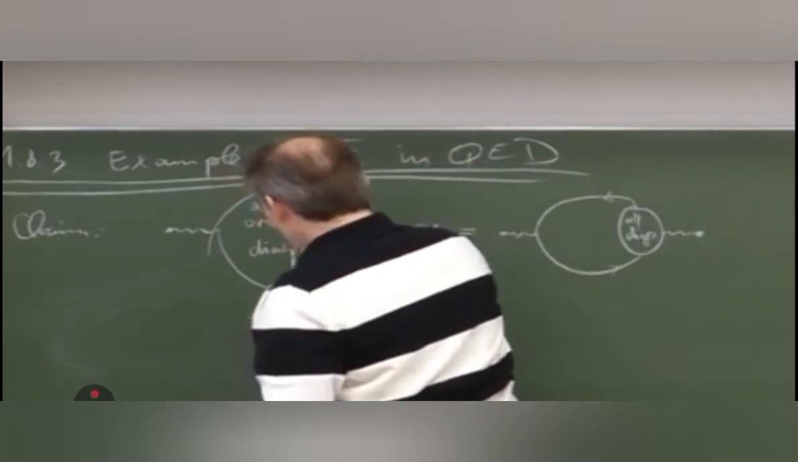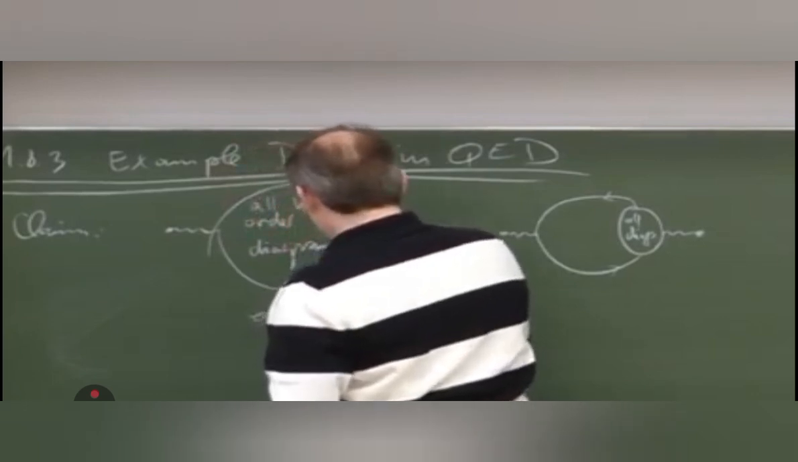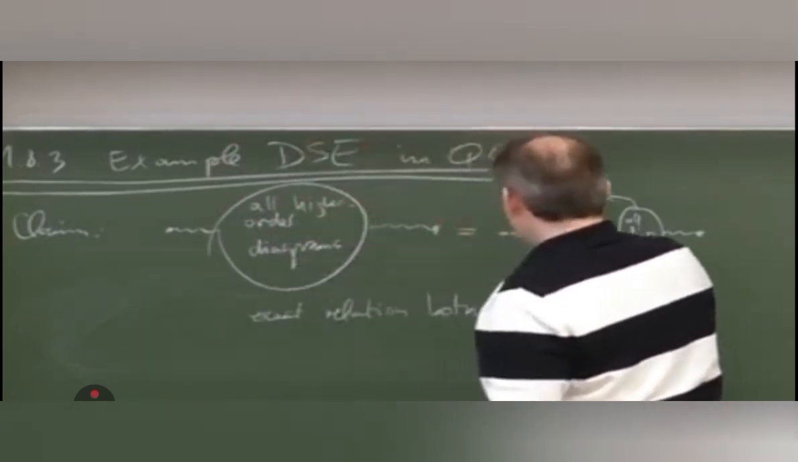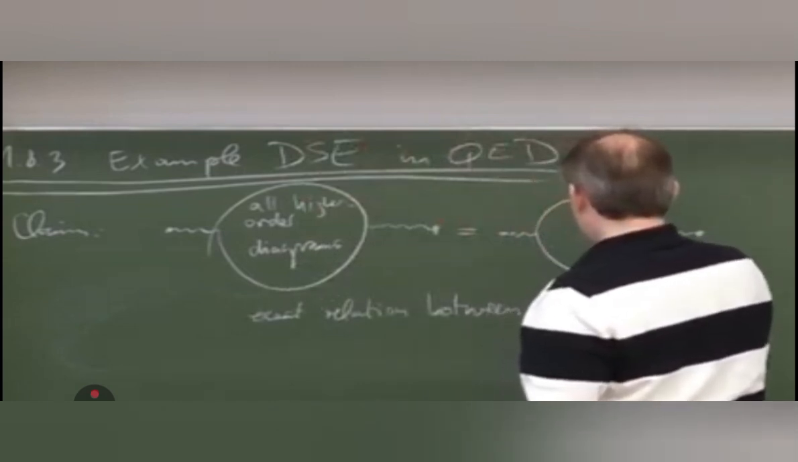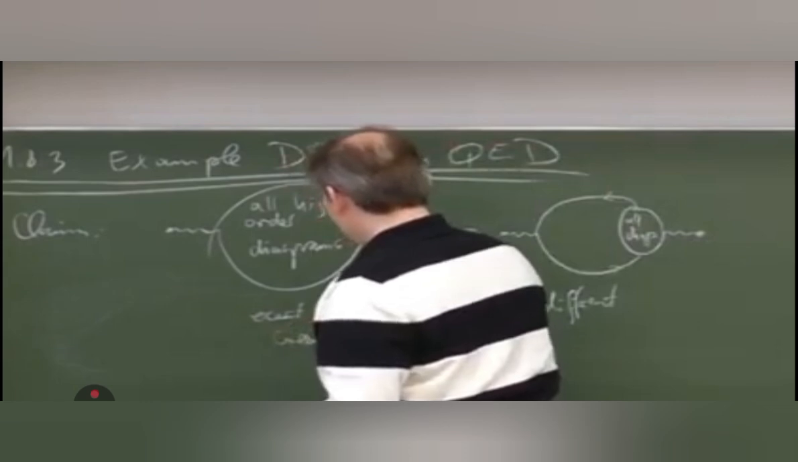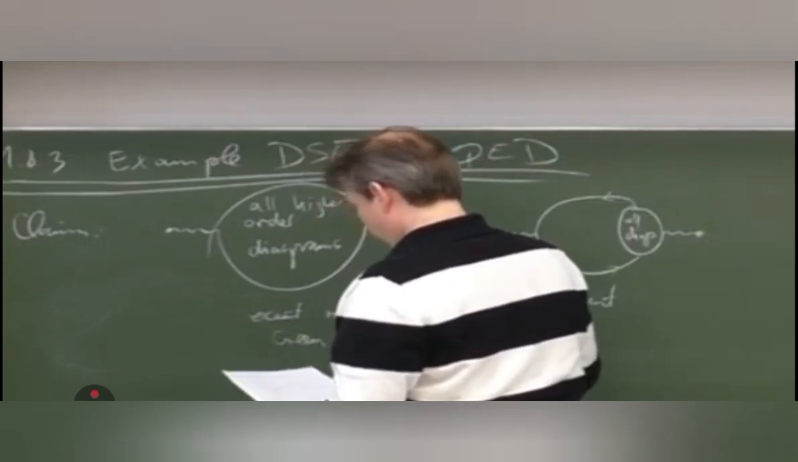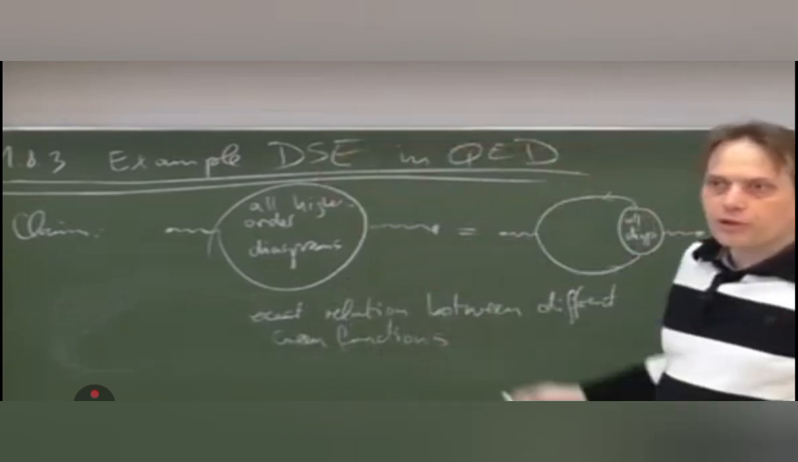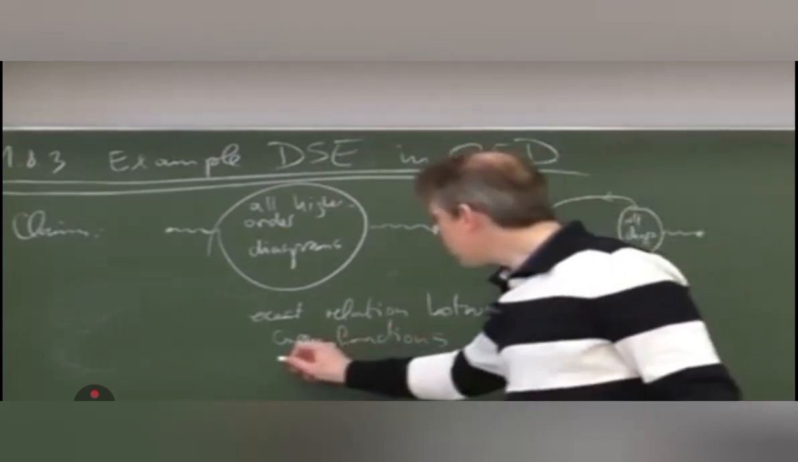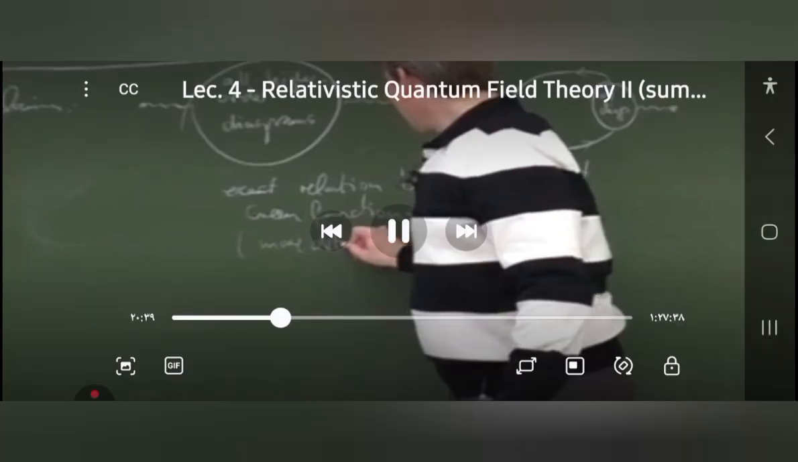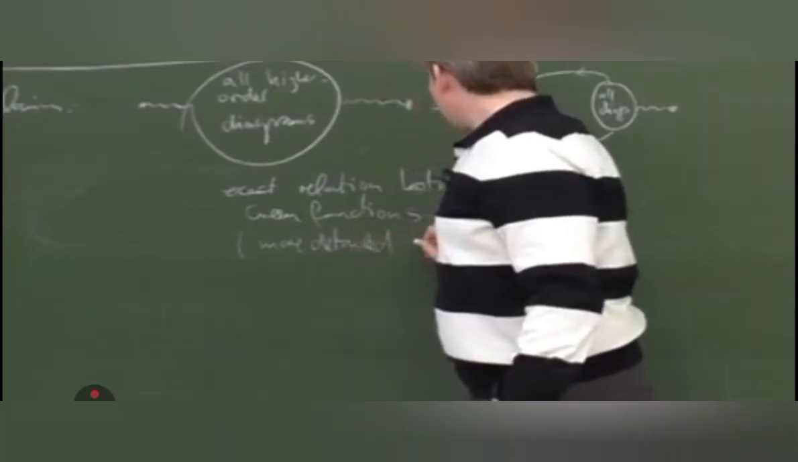It's an exact relation between different Green functions. And so this is just a very basic example, and let me just mention that more detailed versions and more detailed statements are also possible.